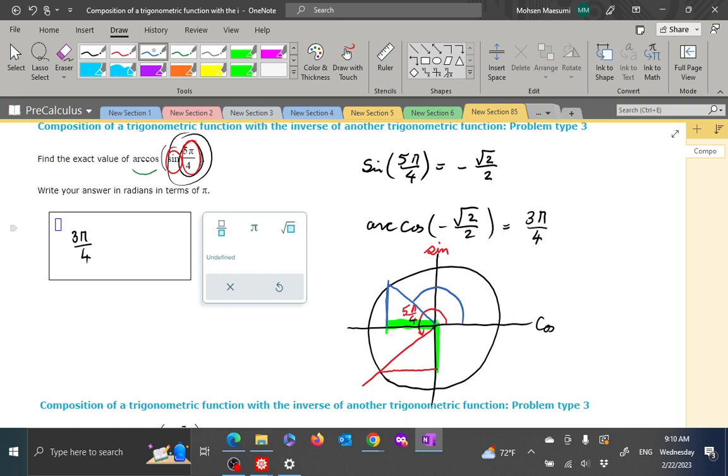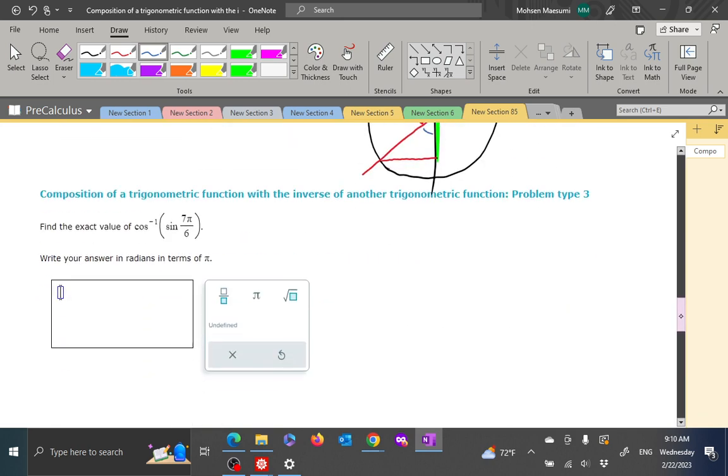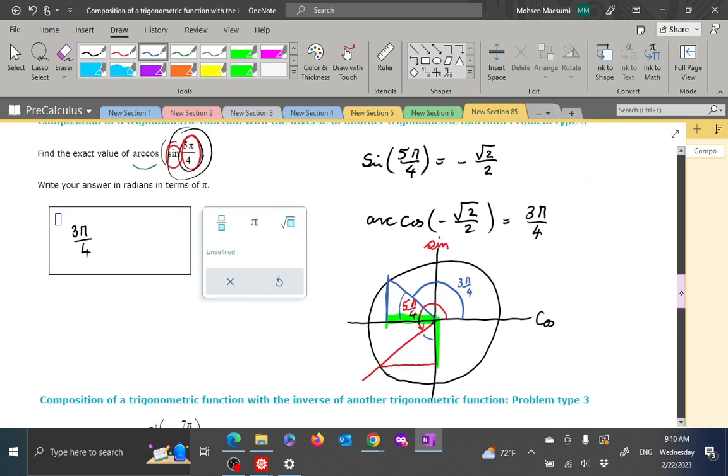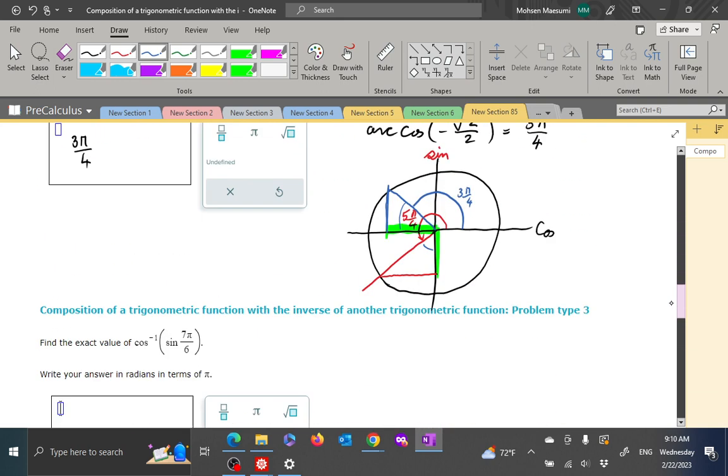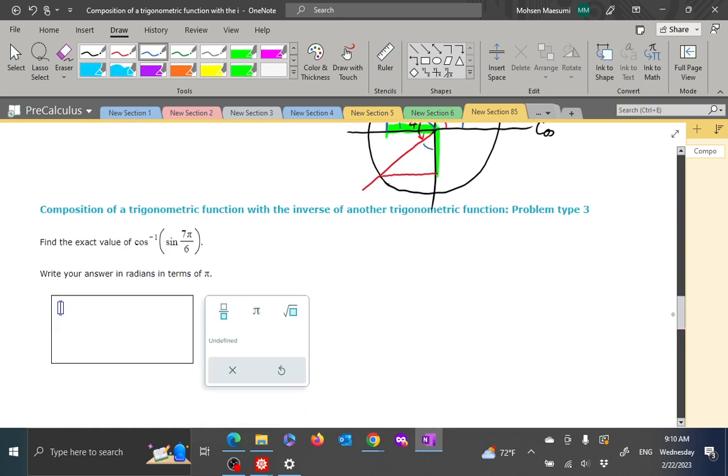Well, I hope that everybody is convinced that this is pi over 4, this is pi over 4, and what is left here is 3 pi over 4. So the answer is 3 pi over 4. Let's take a look at the next one. This looks like something we already did. Well, this is in reverse order.